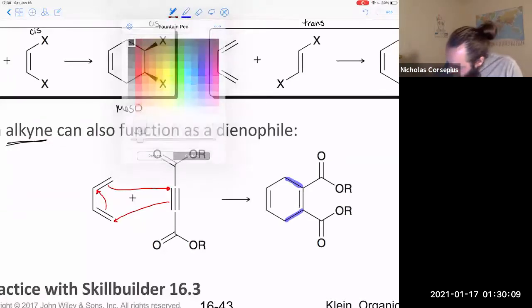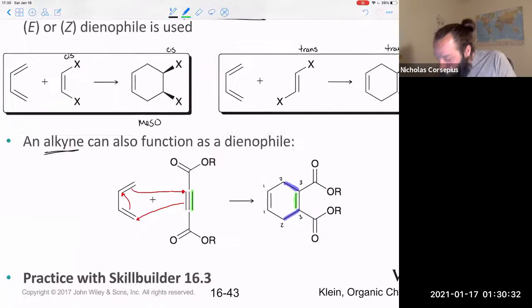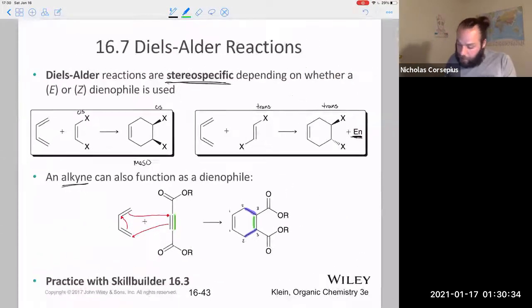Remember, they were that 1, 2, 3 rule. So 1, 2, 3, 1, 2, 3, still located between carbons 2 and 3, counting away from that double bond. But now I have a double bond here. Basically, this pair of pi electrons never left. It's still right there on my product side. Okay, so alkynes can also be dienophiles.